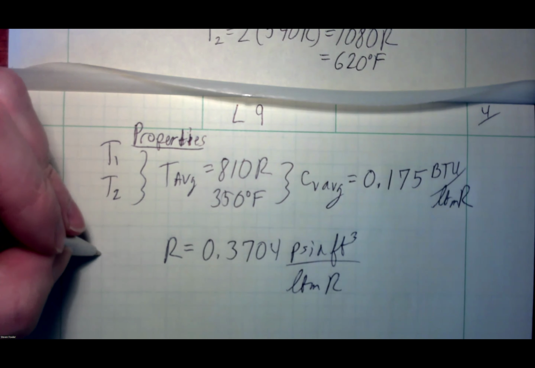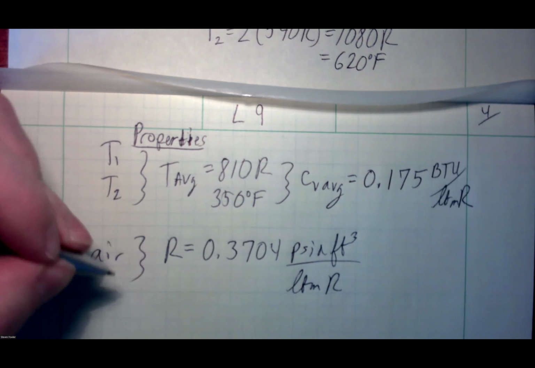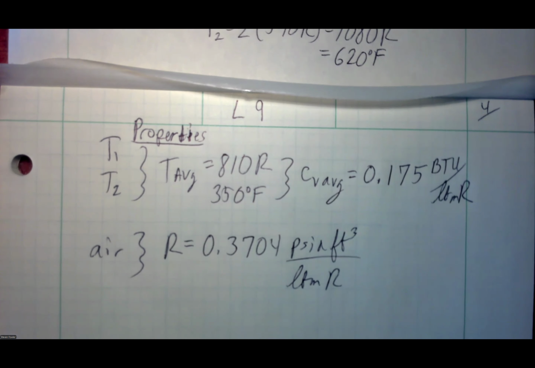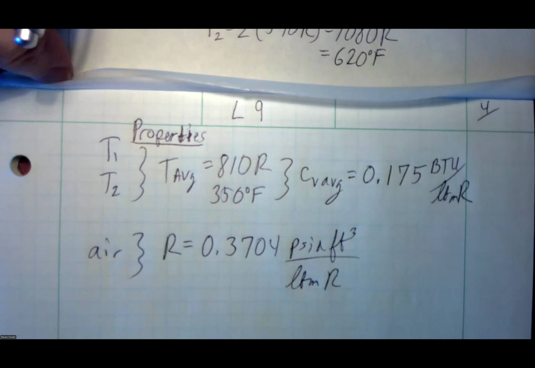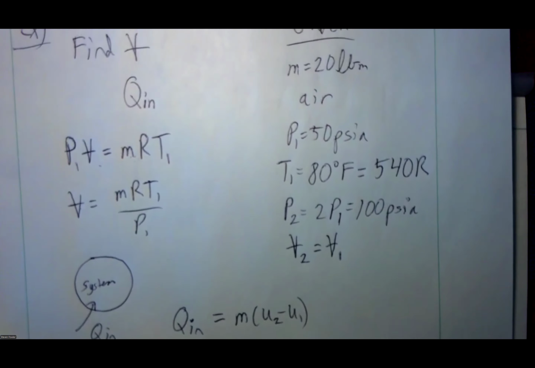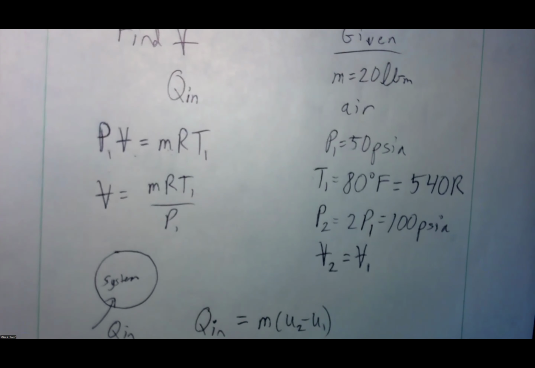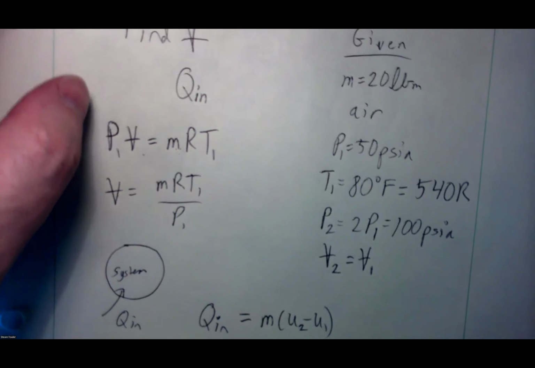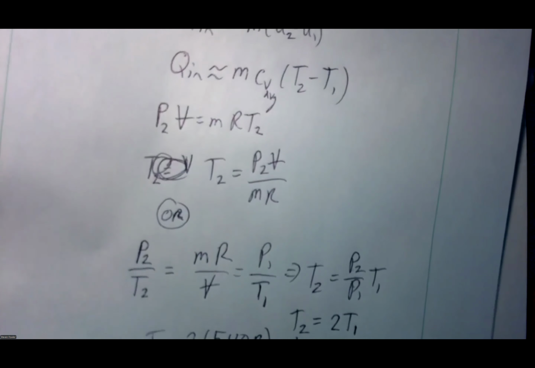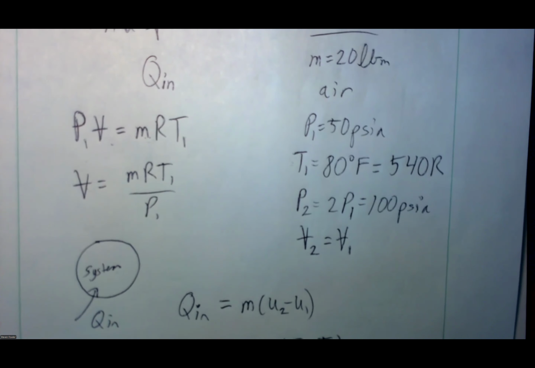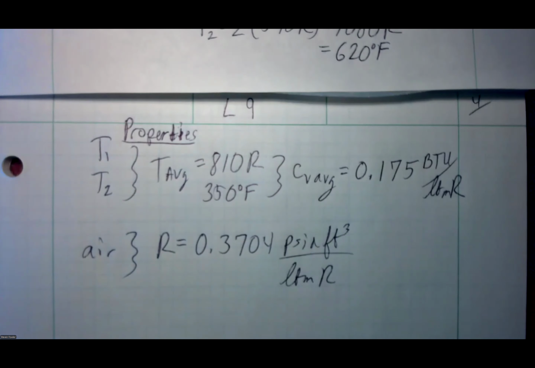So to find that, I just need to know that I've got air, and that's it. It's the only thing I need to know to find the R value. So, like I said, you can find either one. We've got to find both volume and Q. Find either one in any order you like. Let's go ahead and find volume. Volume is going to be mass times this R value times T1 divided by P1.